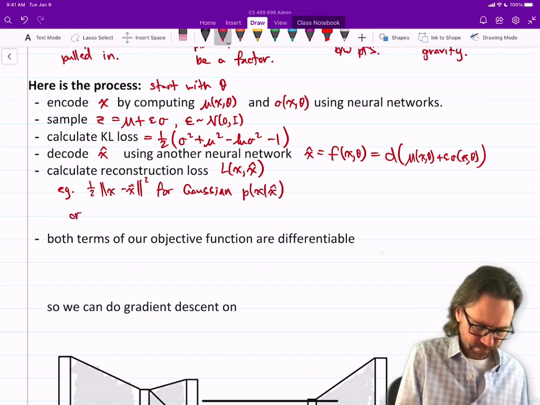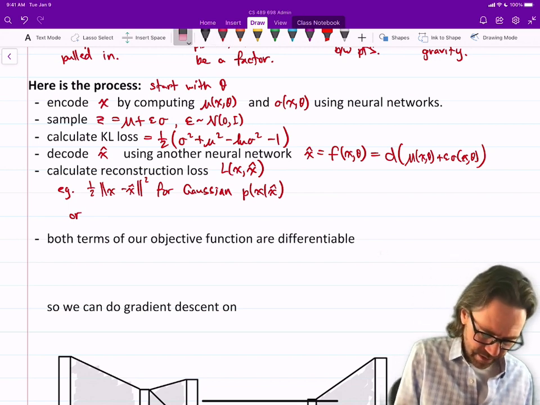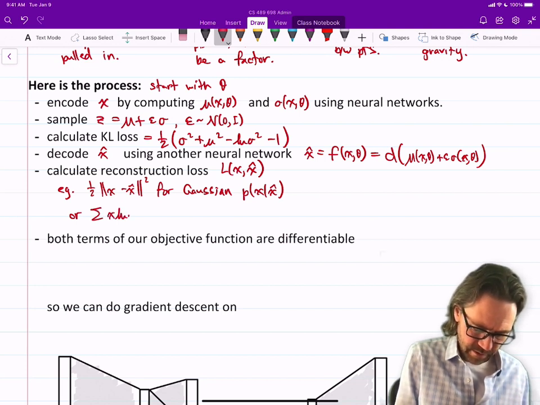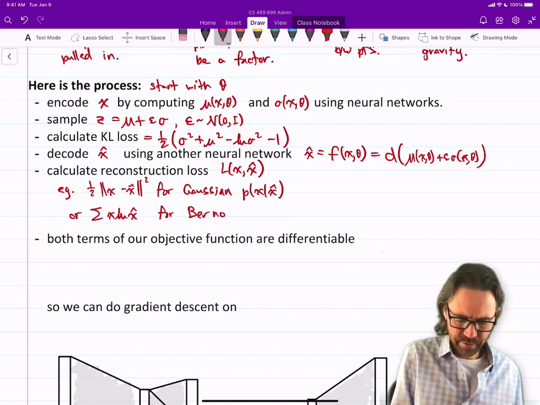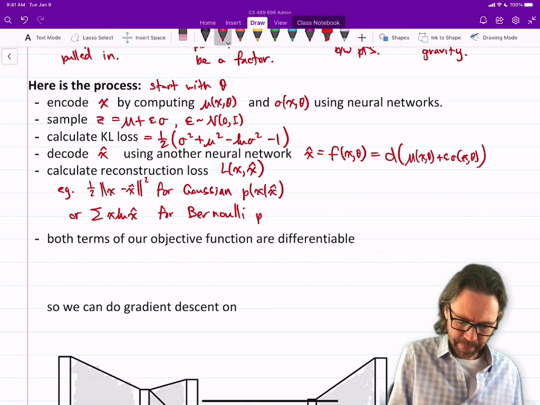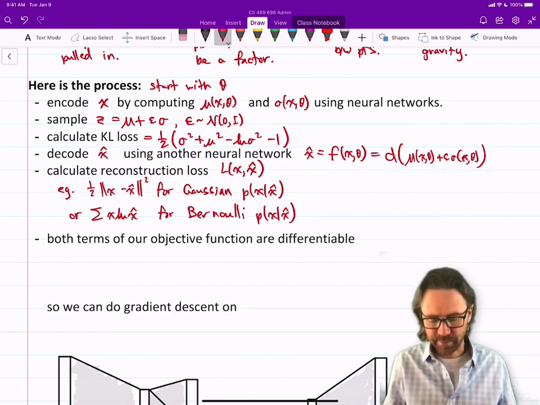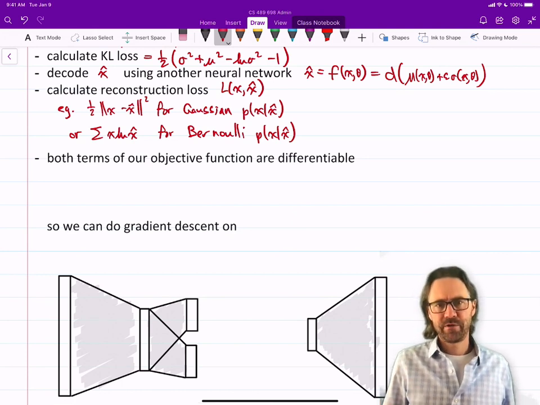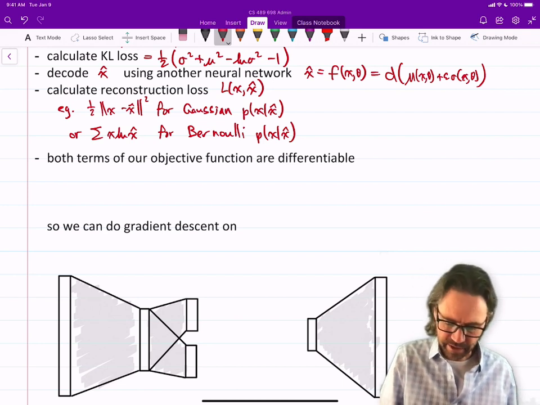Or, if you assume your output distribution is Bernoulli, then it would be something more like x log x hat, for Bernoulli p of x given x hat. Maybe the x and x hat should be switched, I'm not sure. Okay. So then both terms of our objective function are differentiable with respect to our network parameters theta.